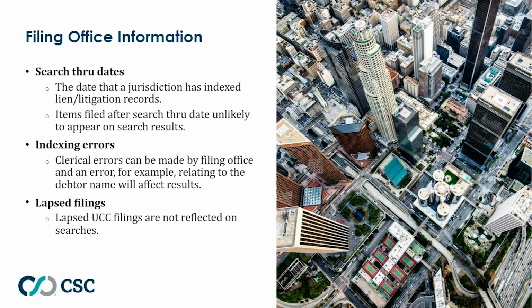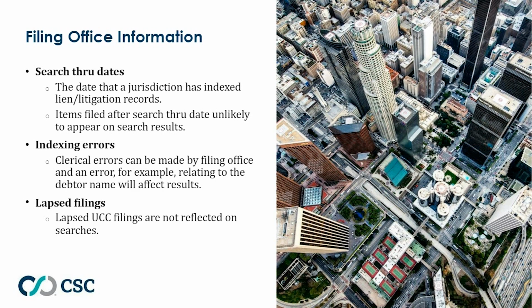Filing office information, searching the through dates. The through date is the date that a jurisdiction has indexed the lien or litigation records. Items filed after the UCC search through date are unlikely to appear on search results. Indexing errors, sometimes these happen. Clerical errors can be made by the filing office, and an error, for example, related to the debtor name will affect results. Hence why we have truncated search logic in CSC Financial Online.